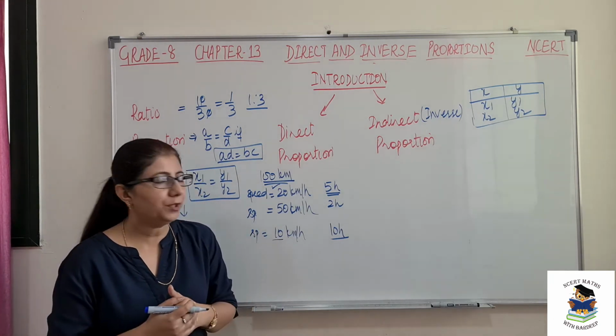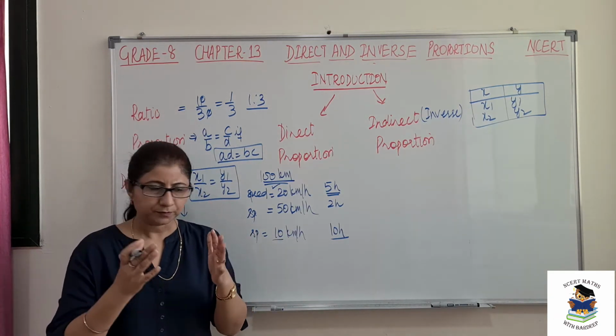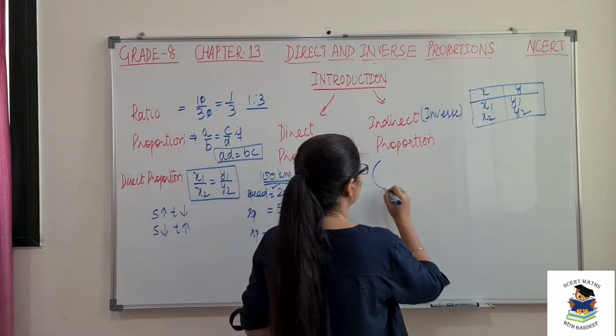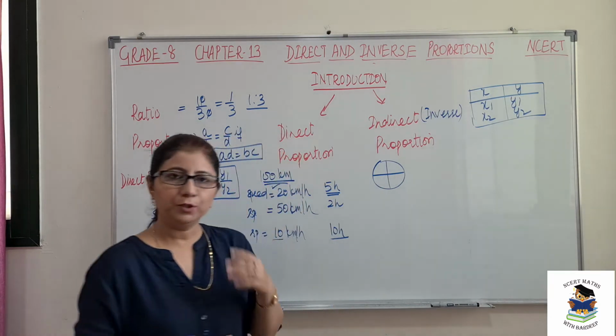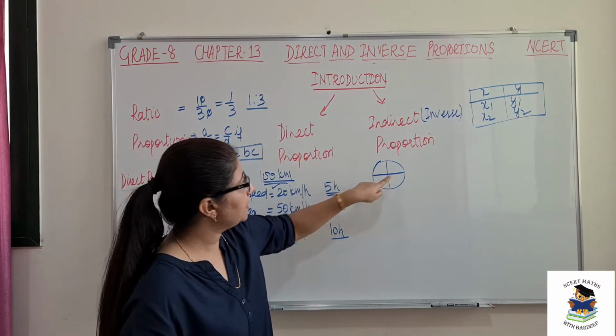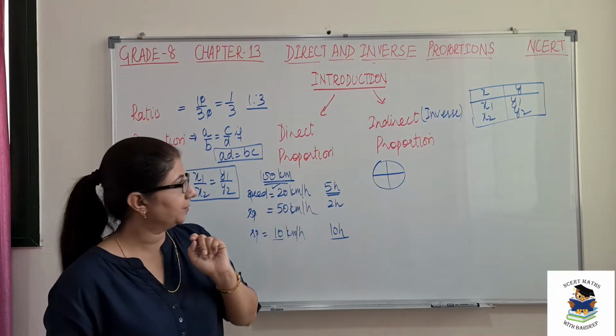So let's see one more example. Suppose I have one pizza. If I have to divide this pizza among 4 persons, that means each will get one quarter.